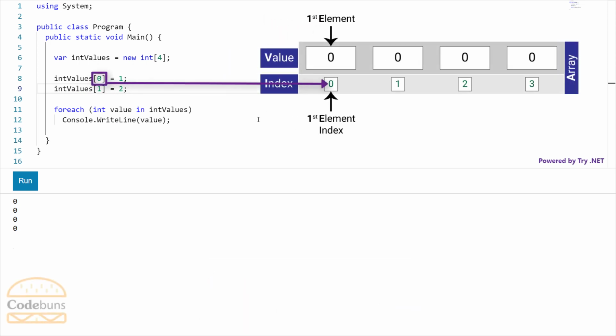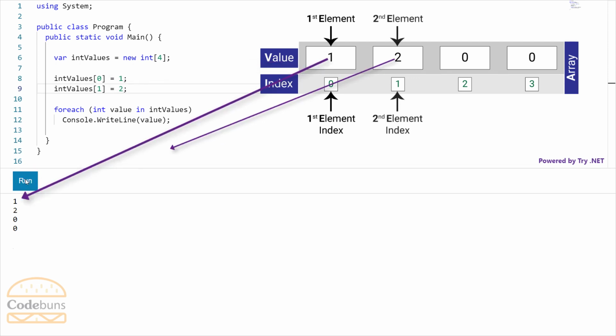Index of the first element is always 0. Now this part will reference the first element of an array. And once referenced, value 1 will be assigned to it using this part. Easy, right? Click run. You can see the output here.